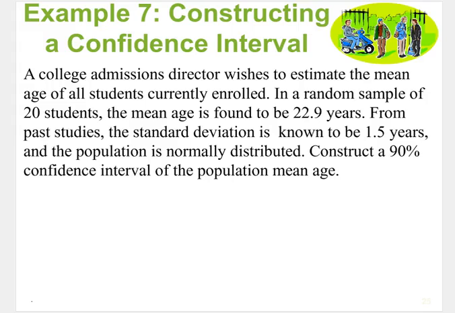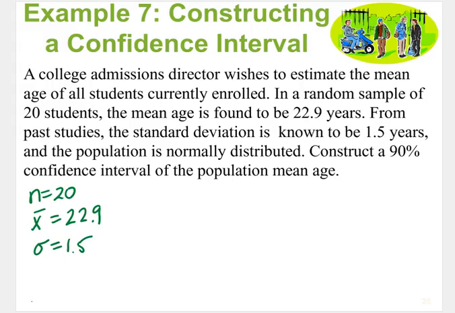All right, so the first thing I'm going to do is read the problem and pull out all the important information. A college admissions director wishes to estimate the mean age of all students currently enrolled. In a random sample of 20 students, so n equals 20, the mean age in that sample, so that's my x bar, they found the average to be 22.9. From past studies, the standard deviation is known, so the standard deviation of the population is 1.5. And the population is normally distributed.